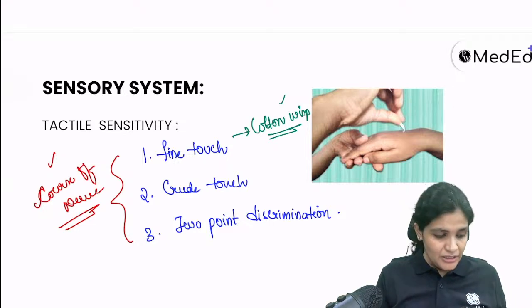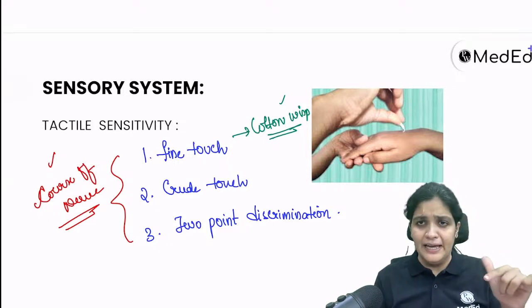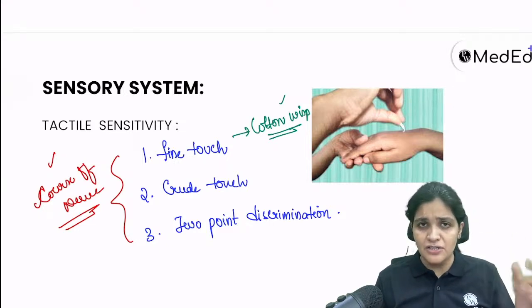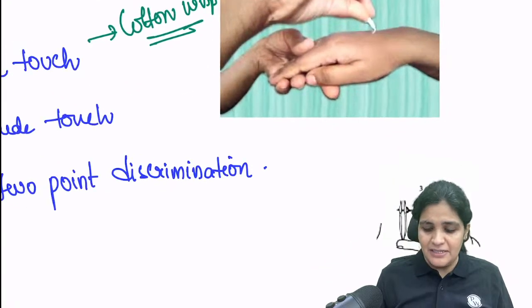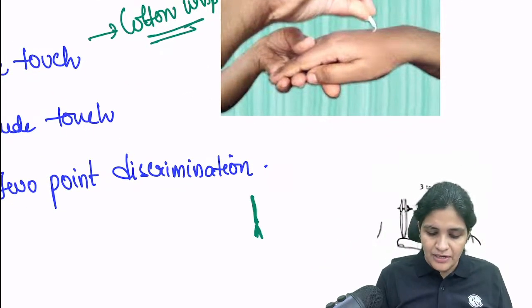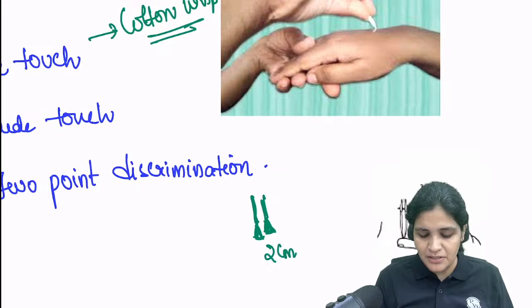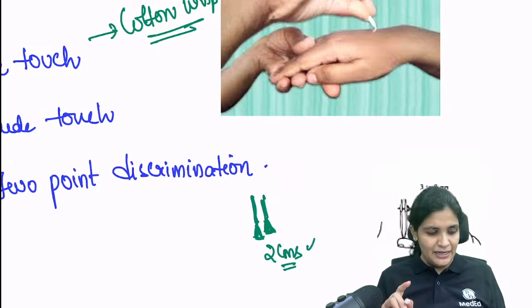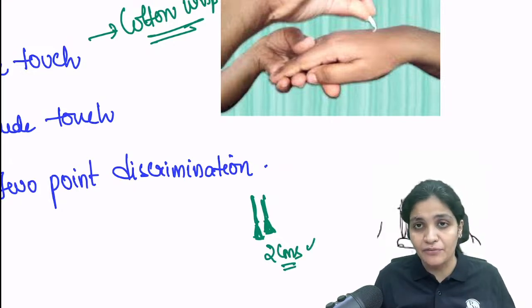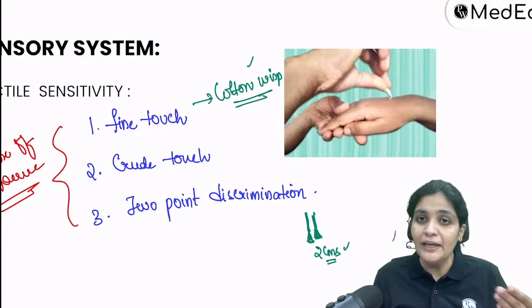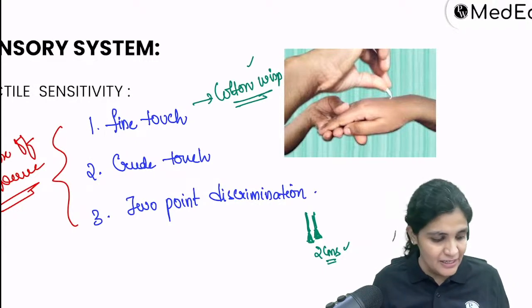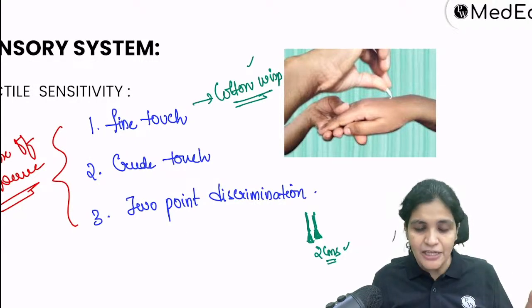And then what is crude touch? Crude touch you can do by your finger directly. So little pressure, that is crude touch. And 2-point discrimination is this. You use the calipers, which are 2 straight objects like sharp objects, and the patient has to discriminate the distance. So at least 2 centimeters wide, he has to discriminate, like 2-point discrimination. That is one of the tactile sensitivity tests which we usually do for the patients in case of peripheral nerves. So fine touch, crude touch, and 2-point discrimination.